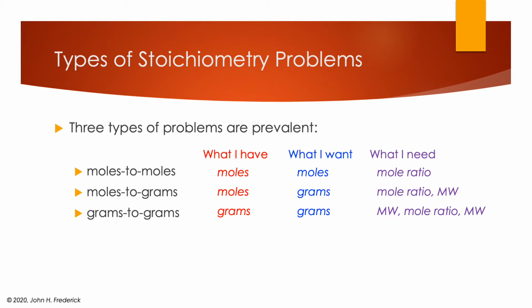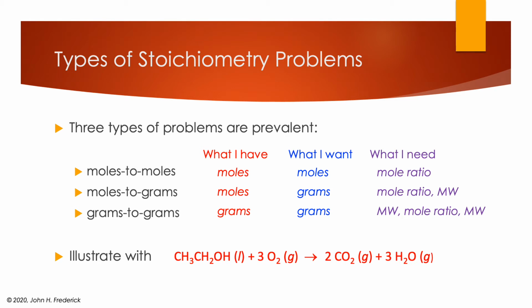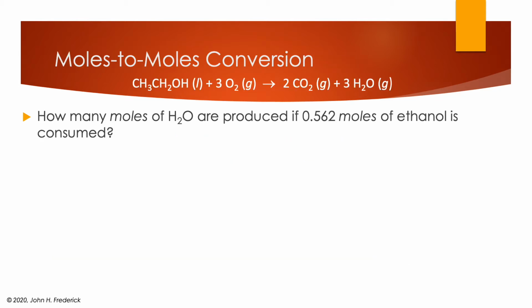Now I should mention that there are some variations on these problems. For example, you could go from grams to moles, but it's essentially the same thought process as the moles to grams, so I'm not going to cover that one specially. Now we're going to illustrate these three types of problems using one reaction for all of them. That's the combustion of ethanol that produces carbon dioxide and water.